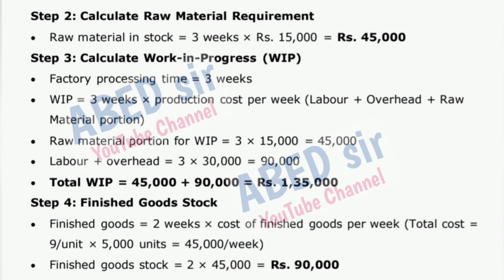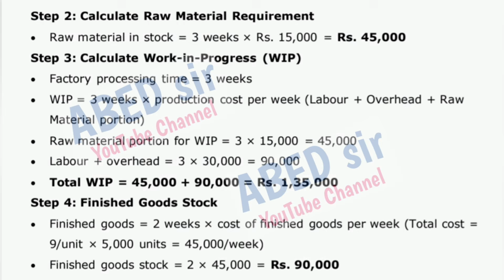Step 3. Calculate work in progress, WIP. Factory processing time is equal to 3 weeks. WIP is equal to 3 weeks times production cost per week, labor plus overhead plus raw material portion. Raw material portion for WIP is equal to 3 times 15,000 equals 45,000. Labor plus overhead is equal to 3 times 30,000 equals 90,000. Total WIP is equal to 45,000 plus 90,000 is equal to 1,35,000 rupees.